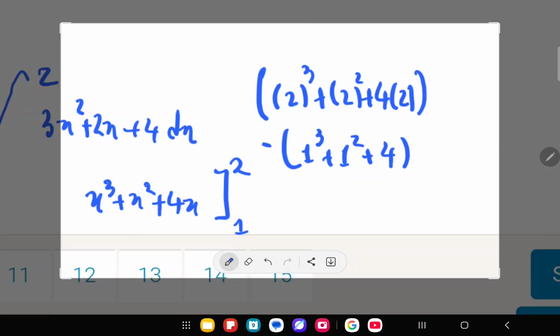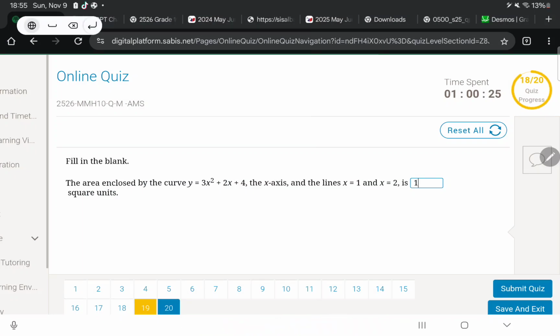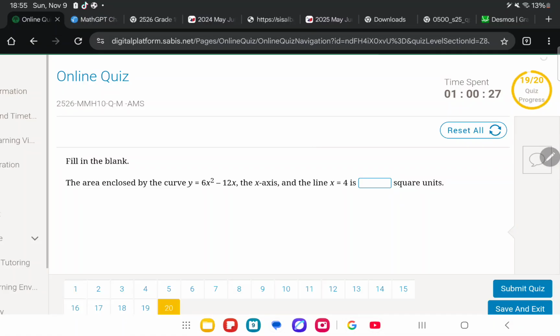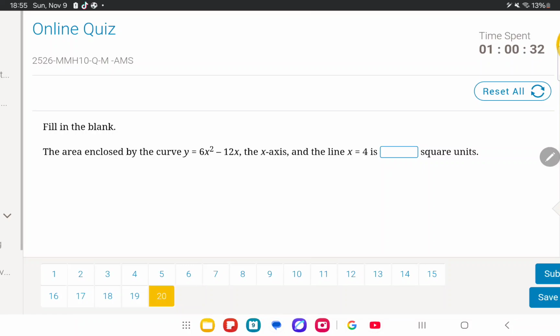And then on the calculator you get 1 plus 4 plus 8 minus 6, which is 14. So in total you get 14 square units. And then the very final question here: the area enclosed by the curve 6x squared minus 12x.